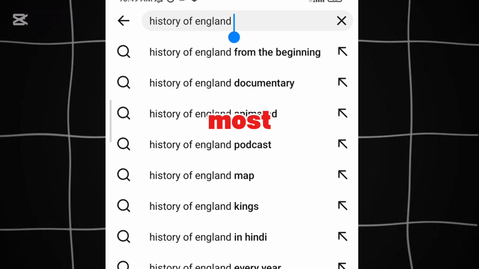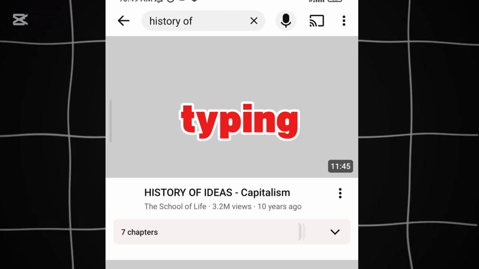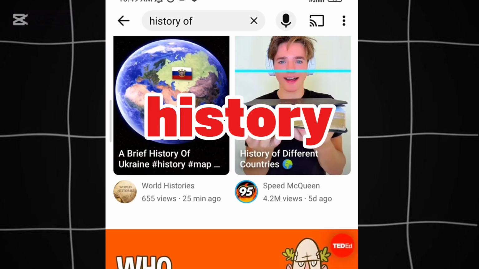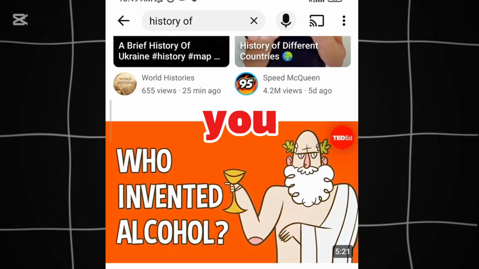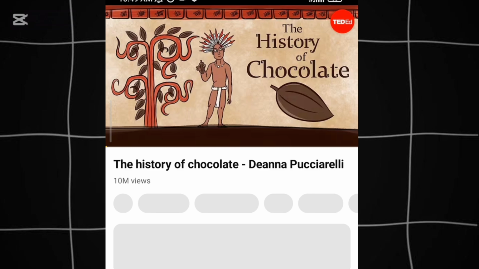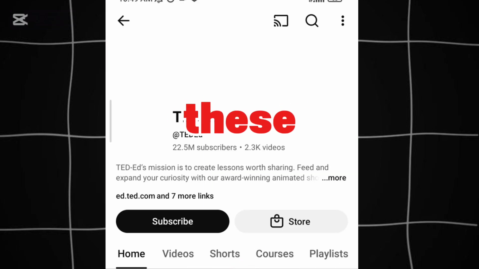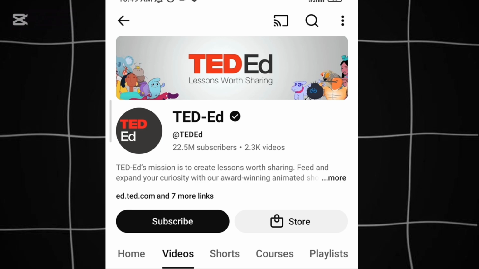Now here's the secret most people don't use. Add more words. Instead of typing history, type history of Rome in. Now you get more specific results like history of Rome in 10 minutes, history of Rome in English, history of Rome in short. These are called long-tail keywords. They are less competitive and easier to rank.